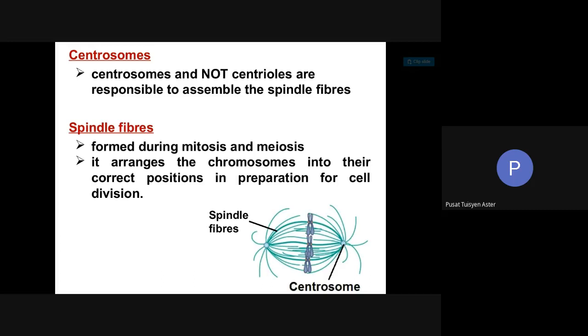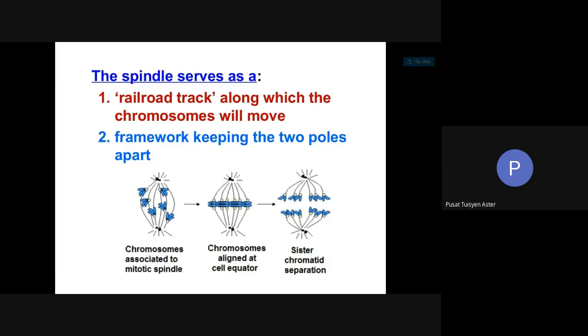Okay, so centrosomes are not centrioles, are responsible to assemble spindle fibers. Okay, so centrosomes is the two bullets at the far ends, you see. They're not centrioles. They're responsible to assemble the spindle fiber to help the prophase, metaphase, anaphase and telophase. Okay, the cell to carry out cell division. Spindle fiber pula formed during mitosis and meiosis. It arranges the chromosomes into their correct position in preparation for cell division. Now, spindle serves as a railroad track along which the chromosomes will move. Framework keeping the two poles apart. Chromosomes are associated to mitotic spindle and chromosomes aligned at the cell equator.